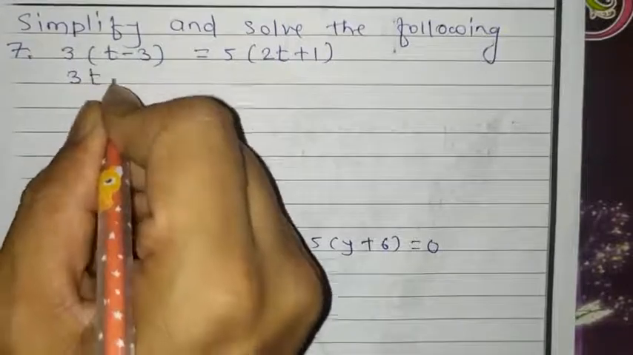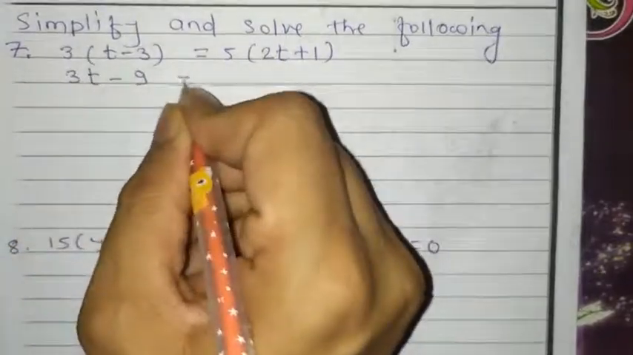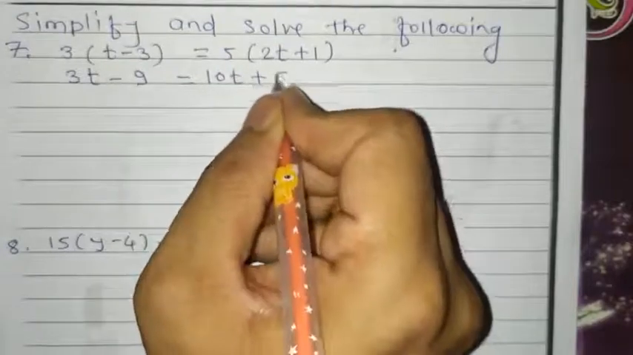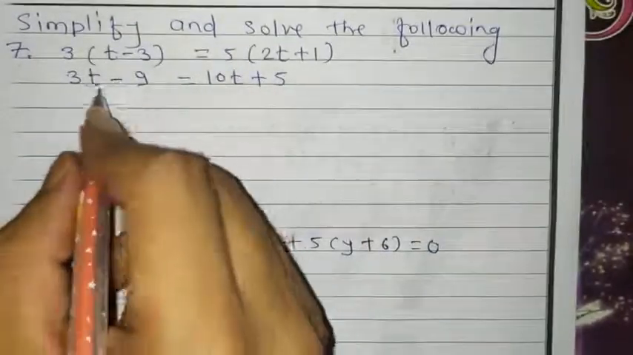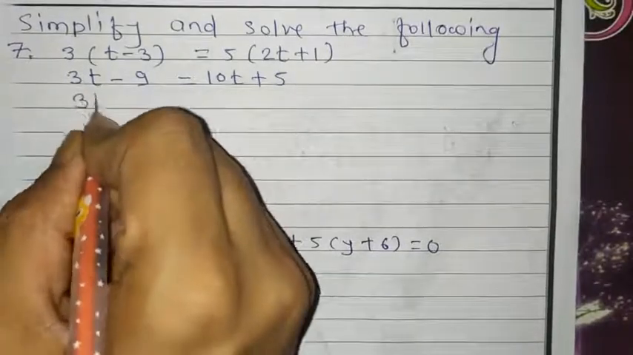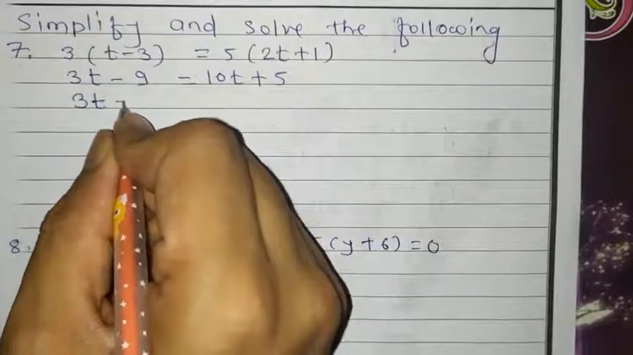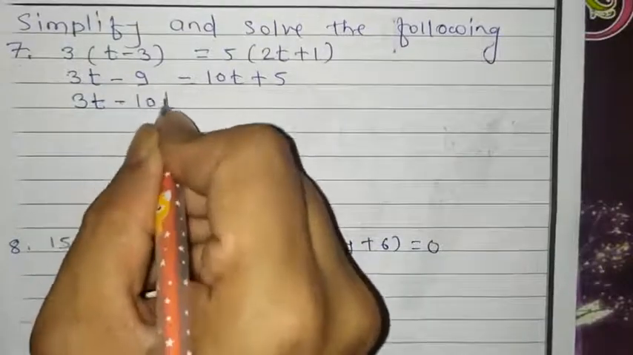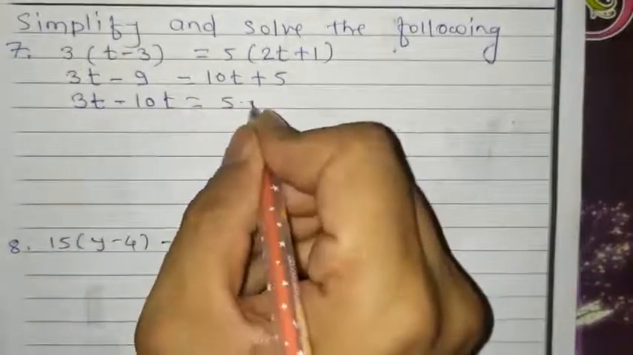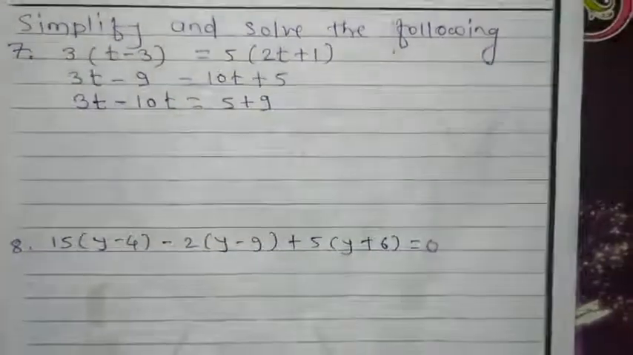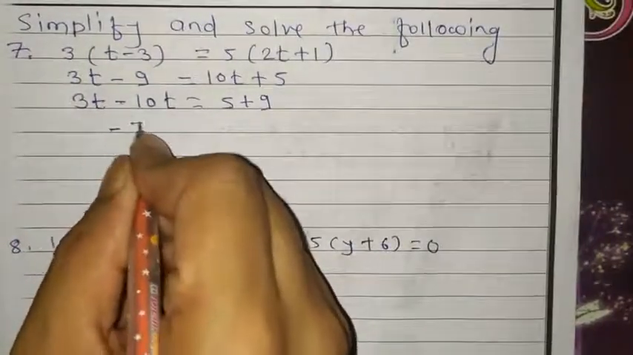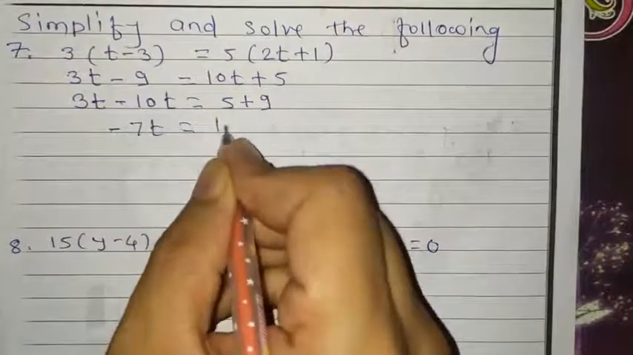So it is 3t minus 3 into 3, 9, equal to 5 into 2 is 10t plus 5 into 1 is 5. Then whatever the variable term part is there, you can take it on one side. So here 3t minus 10t equals the number, you can take it on the other side, 5 as it is, and here it is plus 9. Got that? Then after this, here minus 7t equals 14.